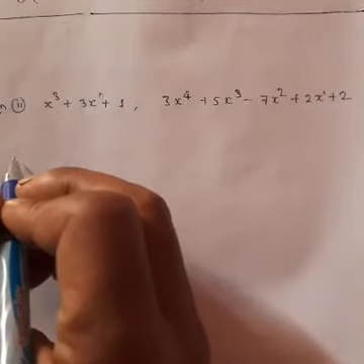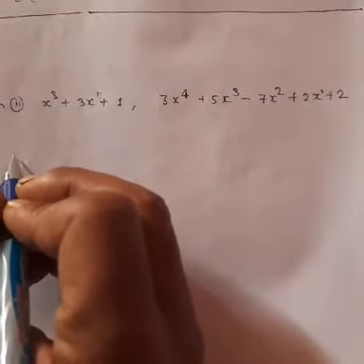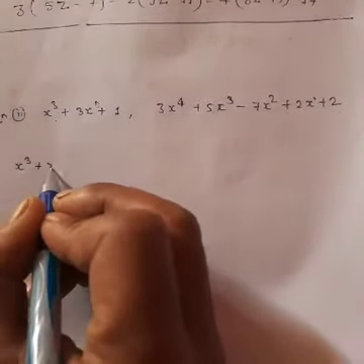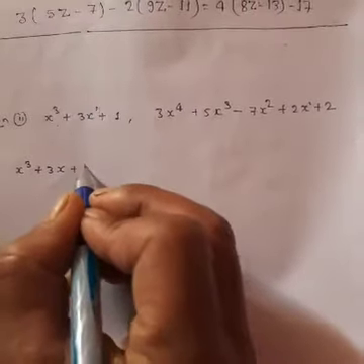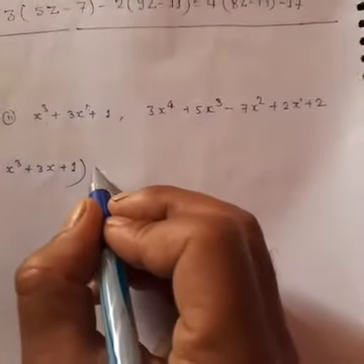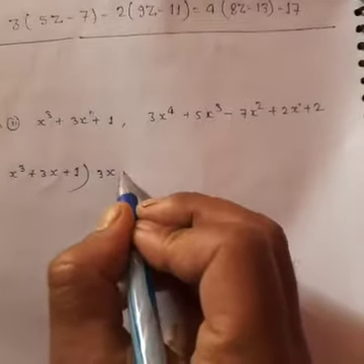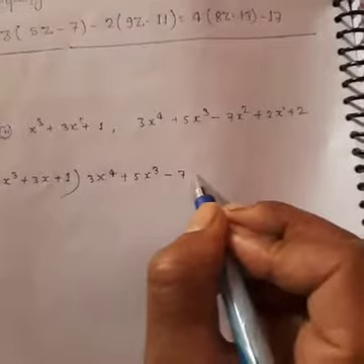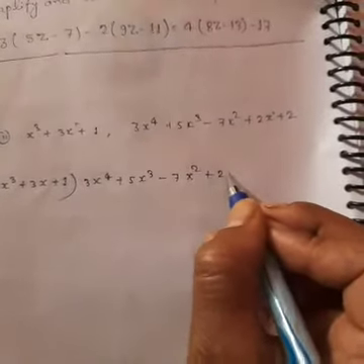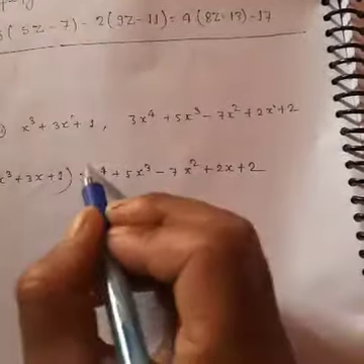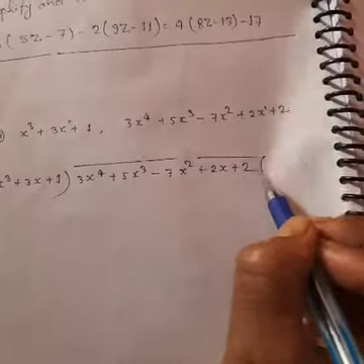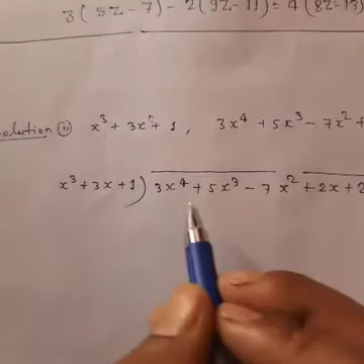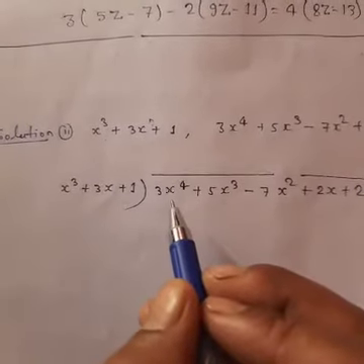Now students, see here, as I already told you about the division of polynomials in the previous class. Similarly, I am dividing the second polynomial by the first polynomial. First of all, writing the divisor and dividend. Now students, from the first term of the divisor we have to make the first term of the dividend.